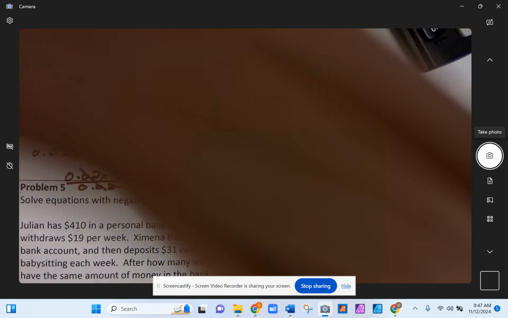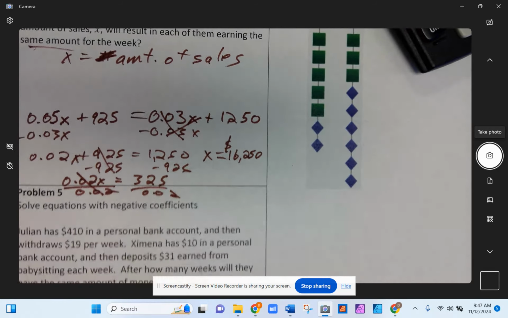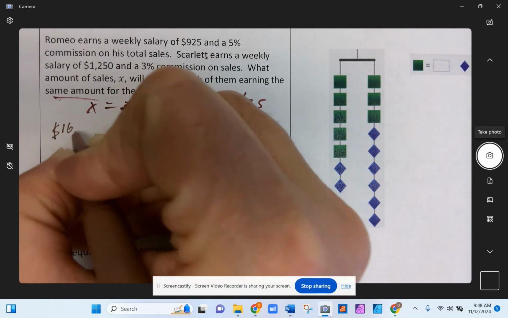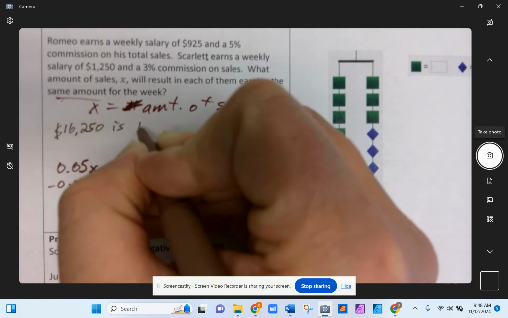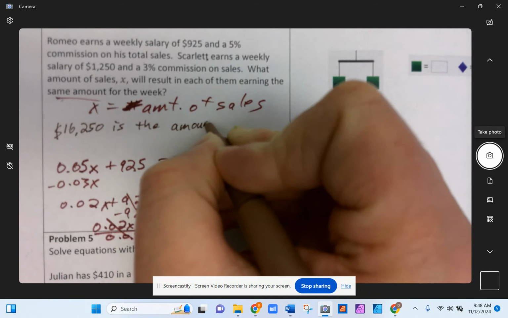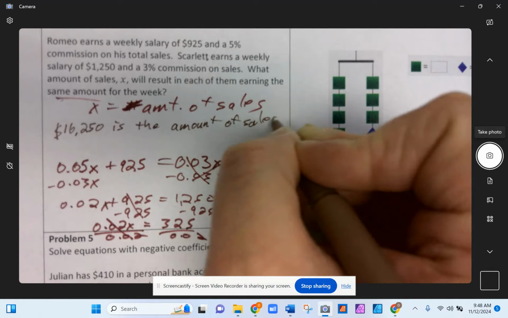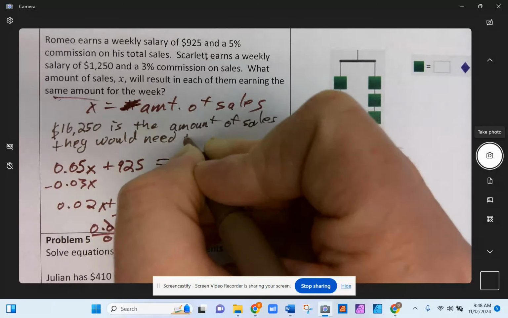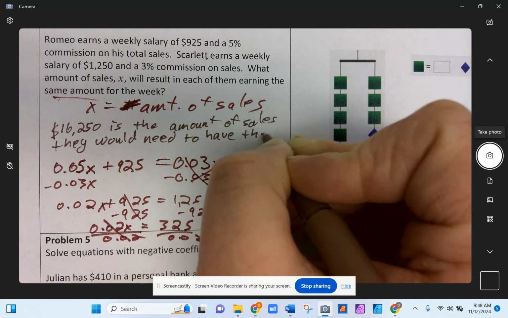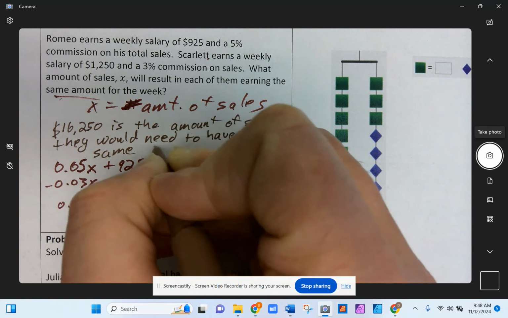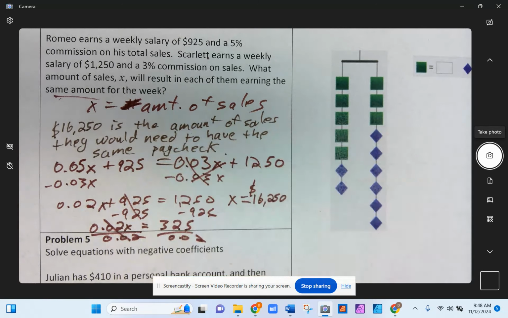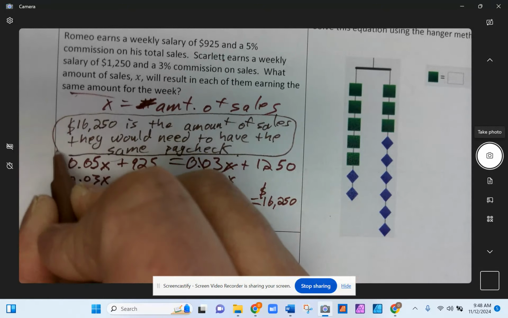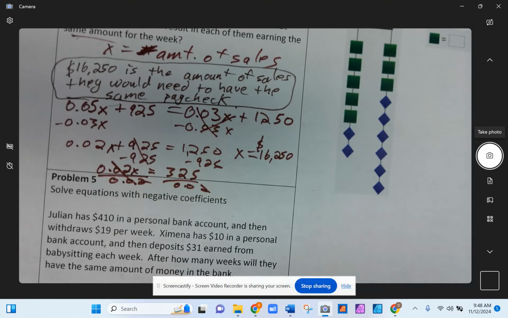So that's the amount of sales that they would need to have the same amount of salary each week, or take-home pay, I suppose. So I'll put it in the middle because I'm running around: 16,250 is the amount of sales they would need to have the same paycheck. Ta-da. And we're kind of running out of room on that one. I didn't give you guys enough room on this.